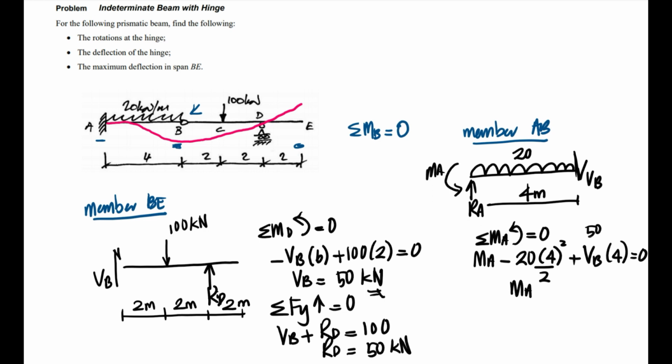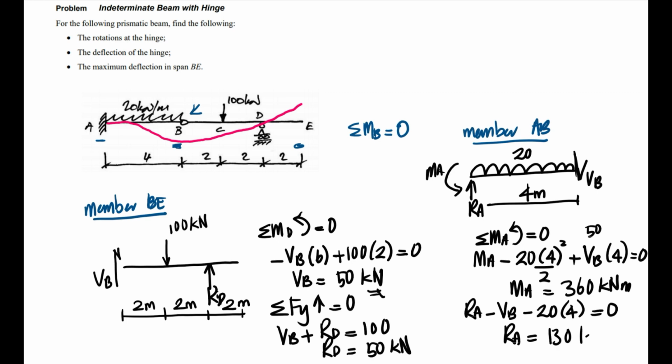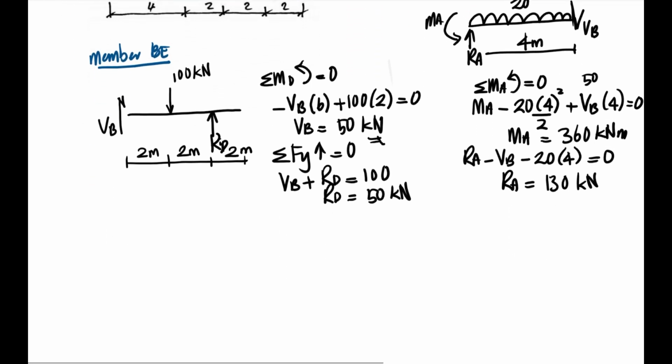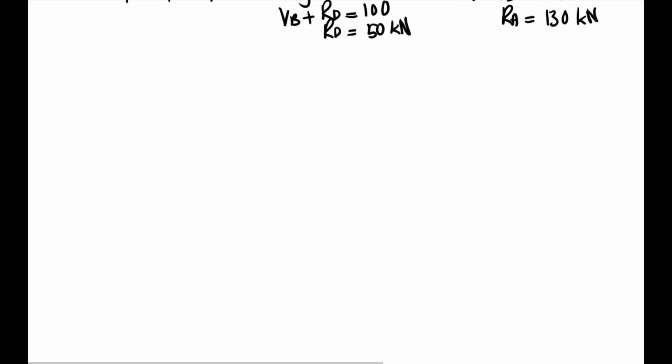So I will find MA equal to 360 kilonewton meter. Then you can find RA minus VB minus 20 times 4 is equal to 0. So VB is 50, then RA is equal to 130 kilonewton.